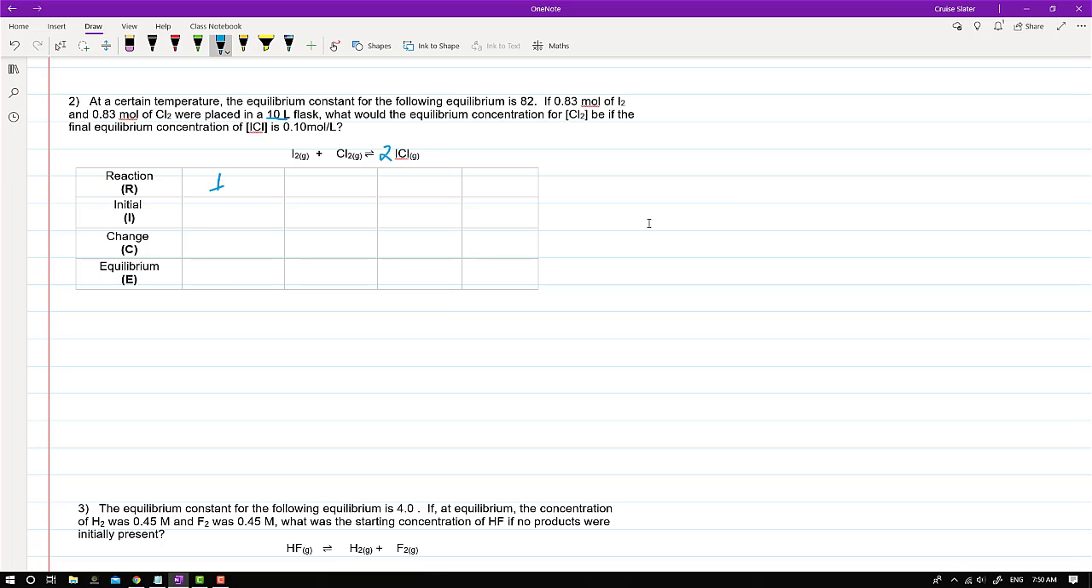So let's put I2 here. Okay, remember our reaction, we're just doing this to organize our information. And ICl. You'll notice I didn't put the coefficients into this row, because we're just using this as a note to keep track of what we're doing.